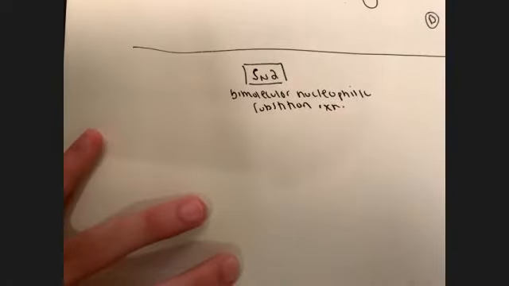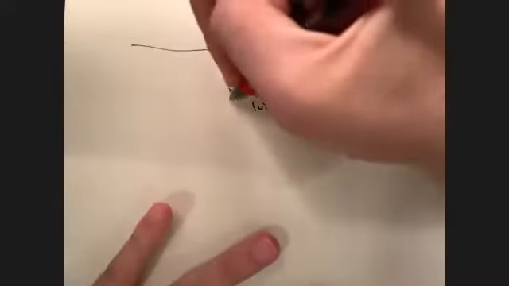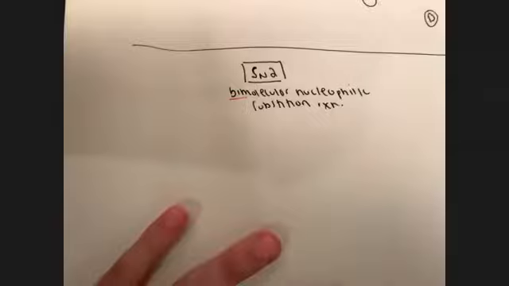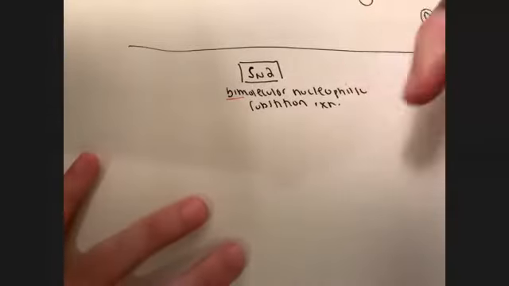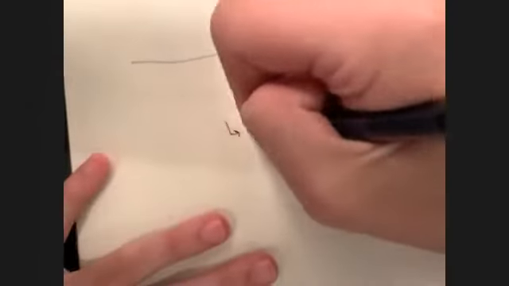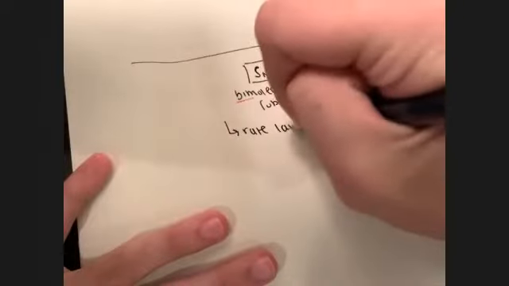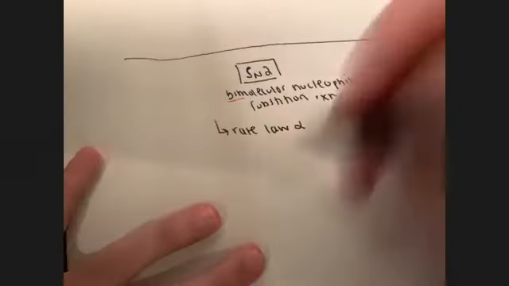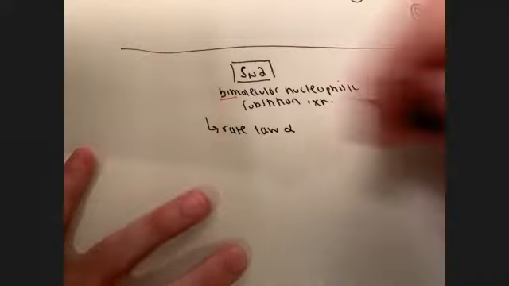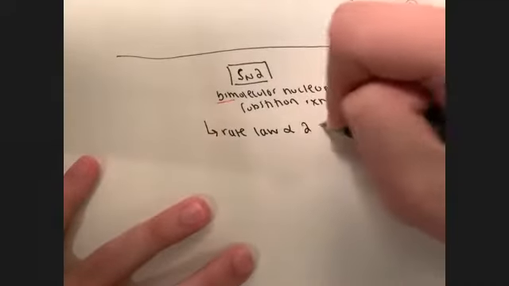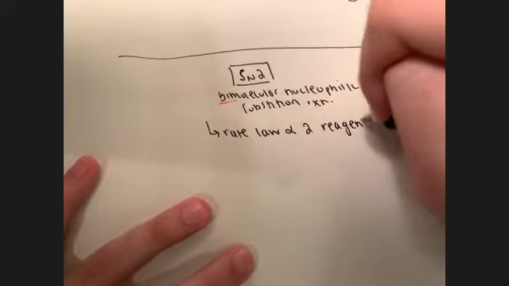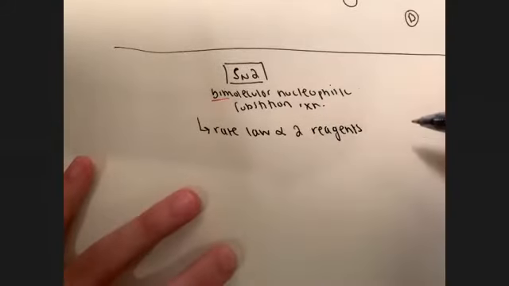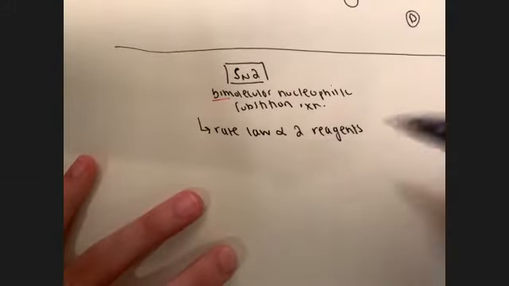Bimolecular is basically going to tell me that I'm dependent on 2 starting materials. Okay, so my rate law is going to have 2 things in it. So bimolecular, if you remember kinetics back to Gen Chem, means that my rate law is directly related to, that's what that alpha symbol means, 2 reagents. So how fast this reaction progresses depends on 2 things, not 1.